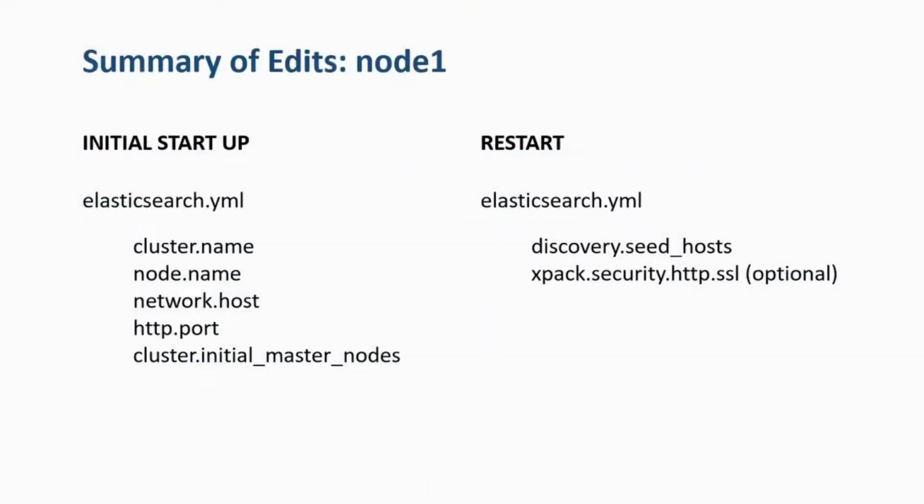Let's summarize all the edits we made. For node 1, we opened the default Elasticsearch YAML file, and then we edited the cluster name, node name, network host, HTTP port, and the cluster initial master nodes. Once we actually got all our cluster up, we went back into the Elasticsearch YAML file and we updated the seed hosts. We also swapped out the self-signed certificates with our own Let's Encrypt certificates. By the time you watch this video, Elastic may have changed the default Elasticsearch YAML file. If that's the case, you may need to make a few more edits, so be careful.